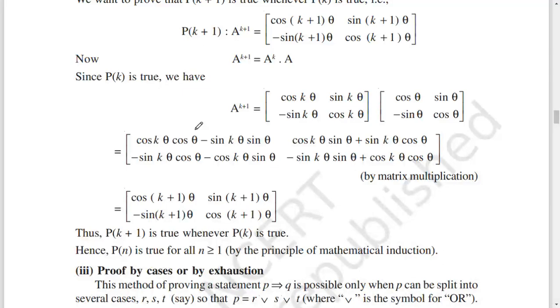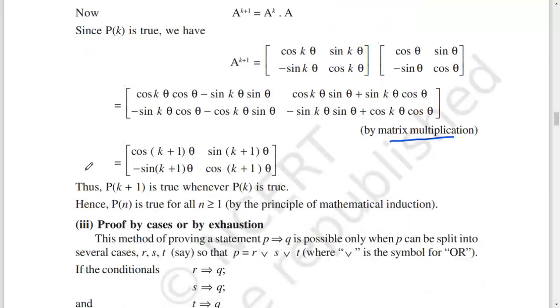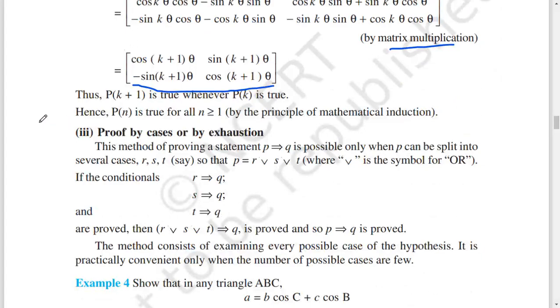equal to, by matrix multiplication, matrix [cos kθ cos θ - sin kθ sin θ, cos kθ sin θ + sin kθ cos θ; -sin kθ cos θ - cos kθ sin θ, -sin kθ sin θ + cos kθ cos θ] equal to matrix [cos (k+1)θ, sin (k+1)θ; -sin (k+1)θ, cos (k+1)θ]. Thus P(k+1) is true whenever Pk is true. Hence Pn is true for all n greater than or equal to 1 by the principle of mathematical induction.